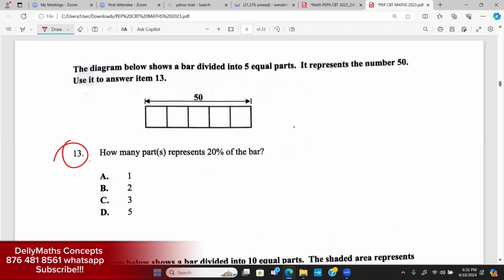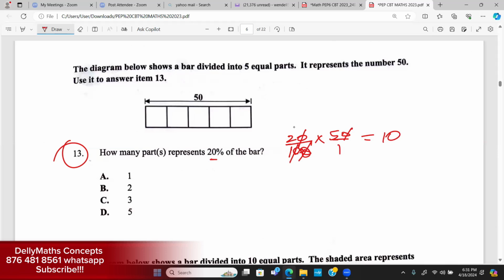Now, how many parts? So we could do this a number of ways. Let us say you want to know how many parts represent 20% of the bar. You could say 20% of 50. That's one way you could do it. 20% of 50, you can work this out, cancel this 0 with that 0, this 0 with that 0, and you end up with 10.